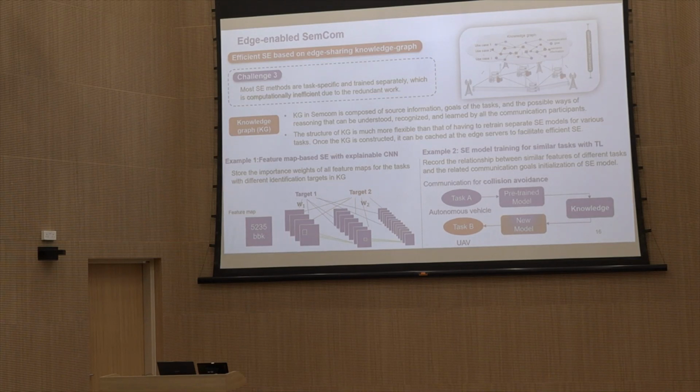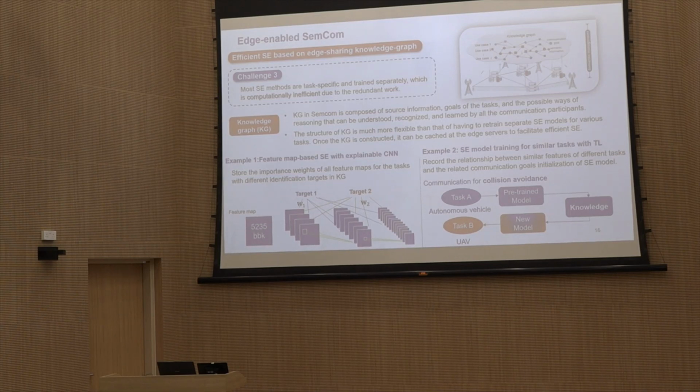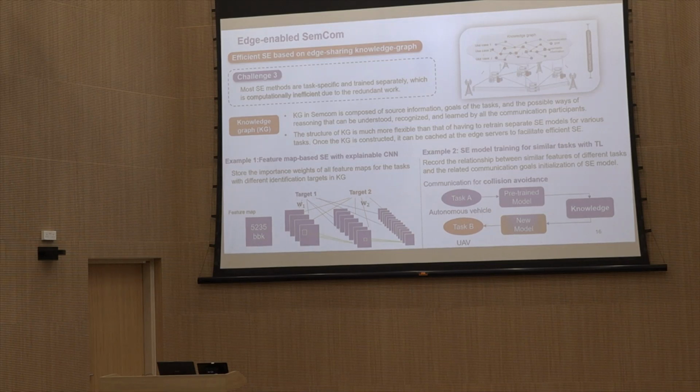Here we store the important weights of all feature maps for the task with the different identification target in the knowledge graph. Another example, the semantic extraction model training for similar tasks can be done with transfer learning. Here we record the relationship between similar features of different tasks and the related communication goal initialization of the semantic extraction model. For example, we look at communication for collision avoidance application.